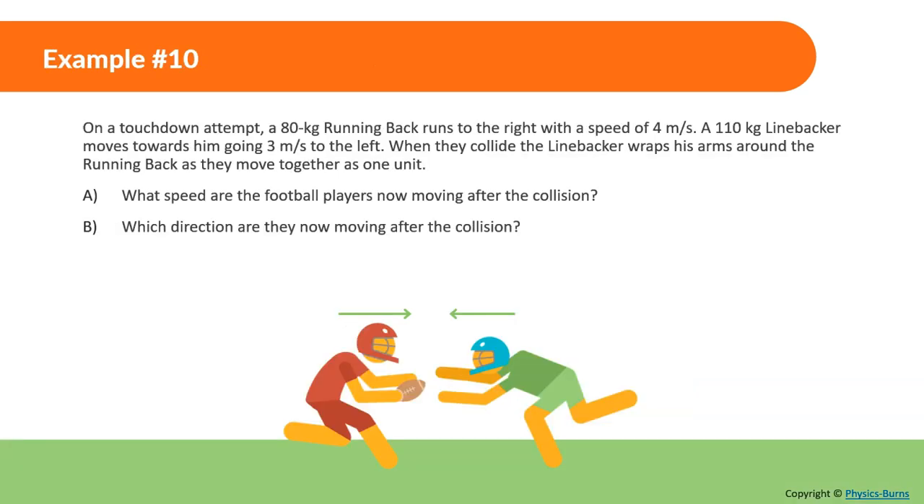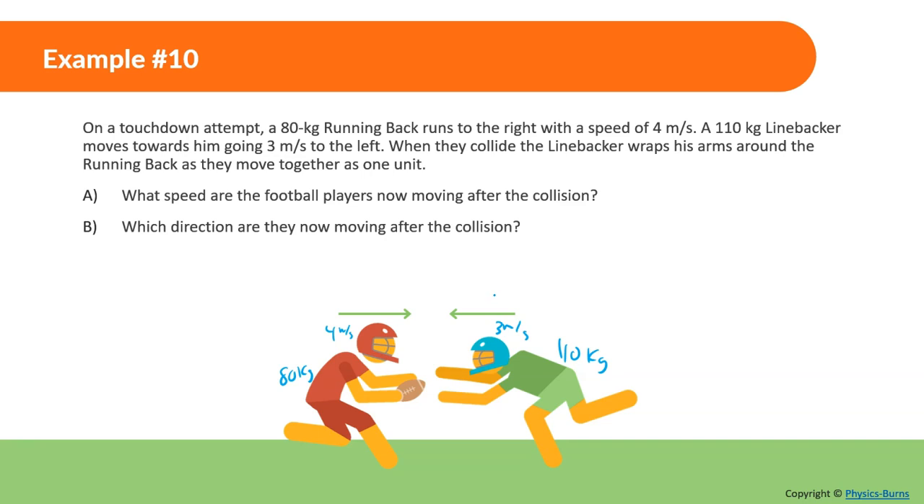Okay, moving on. On a touchdown attempt, an 80 kilogram running back runs to the right with a speed of 4 meters per second. Let me just write this down: 4 meters per second, 80 kilograms. A 110 kilogram linebacker moves toward him going 3 meters per second to the left. When they collide, the linebacker wraps his arm around the running back as they move together as one unit.